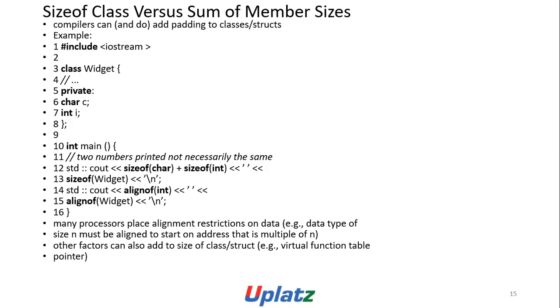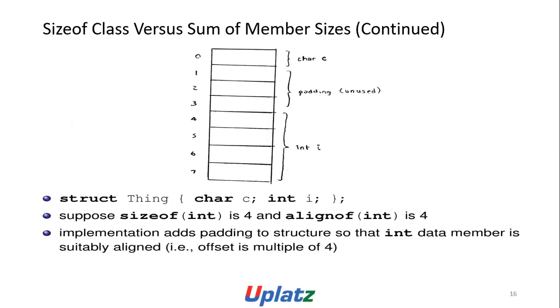Size of class or struct, for example a virtual function table pointer. Size of class versus sum of member sizes, continued. Characteristic padding and use of int i. struct Thing { char c; int i; }; So suppose sizeof(int) is 4 and alignof(int) is 4. The implementation adds padding to the structure so that int i is suitably aligned, that is, its offset is a multiple of 4.